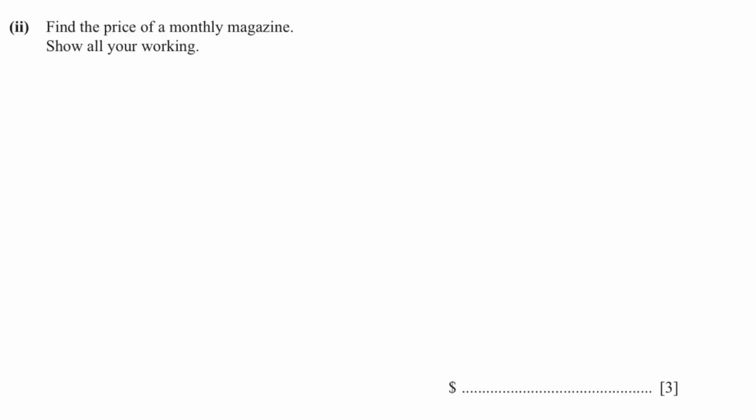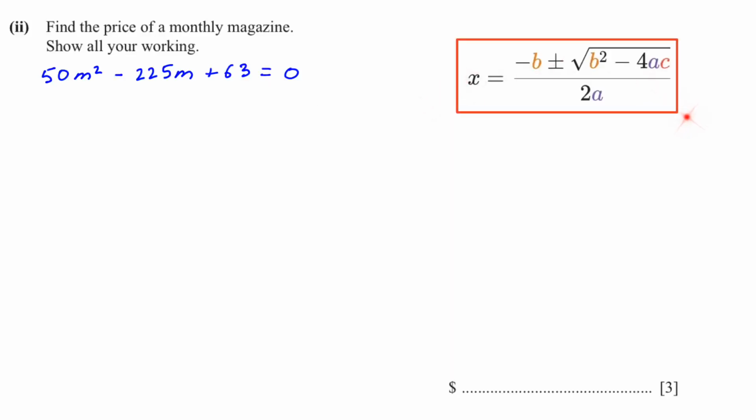In 2, find the price of a monthly magazine, show all your working. So the quadratic equation which we found earlier, we have to use this to find M. You can use factorization or the quadratic formula to find M. In this case, I think factorization might be a little difficult for you. Formula is much easier. So this is the formula.